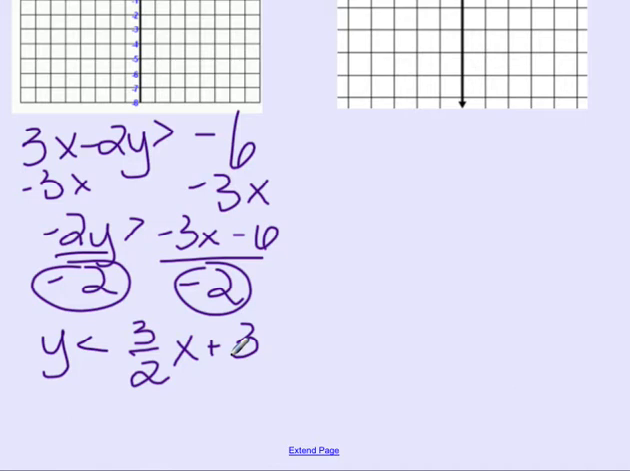So now we have some decisions to make. There's no line underneath the inequality, so it's going to be dotted.